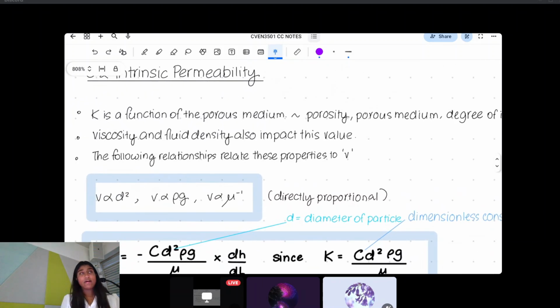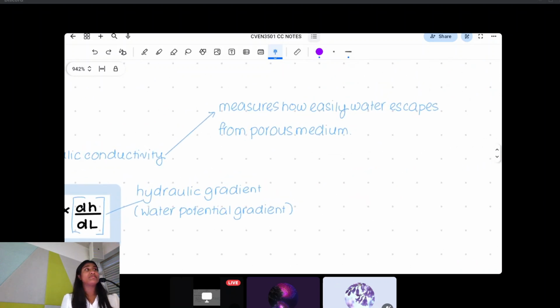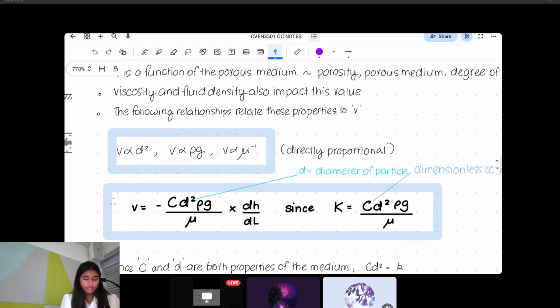Viscosity and fluid density are also important values, because, as I said earlier in the crash course, viscosity is measured in centipoise, which relates to the thinness of a fluid. That makes it easier for the water to flow through the cylinder and escape that porous medium. So the following relationships relate all of those properties to V. Okay, so this one's here.